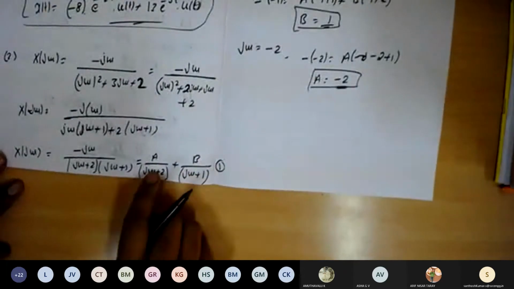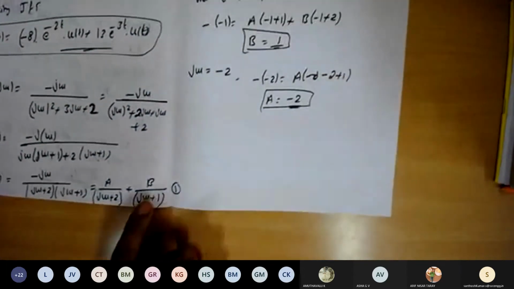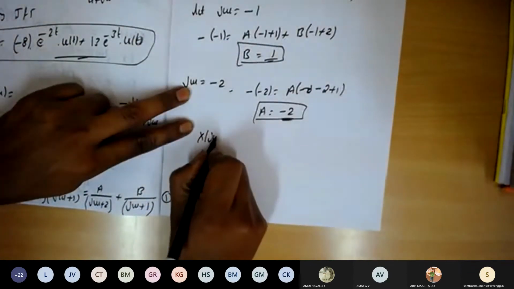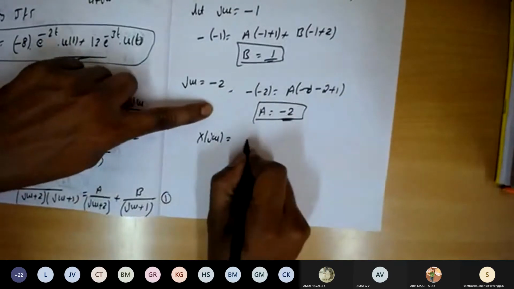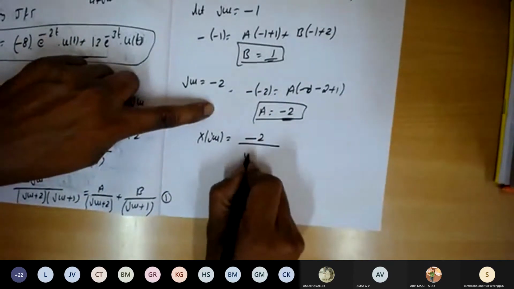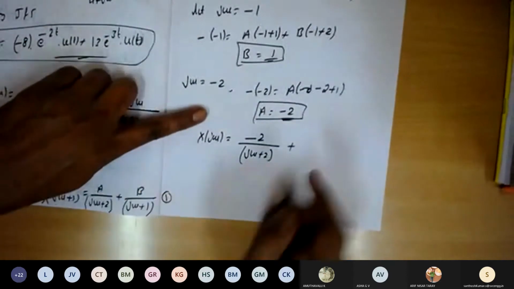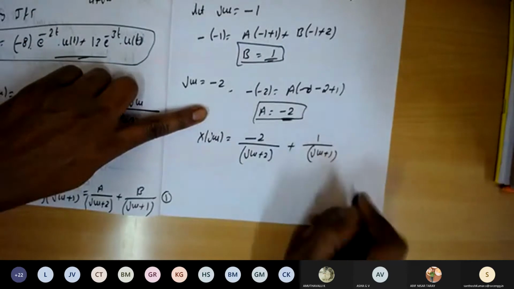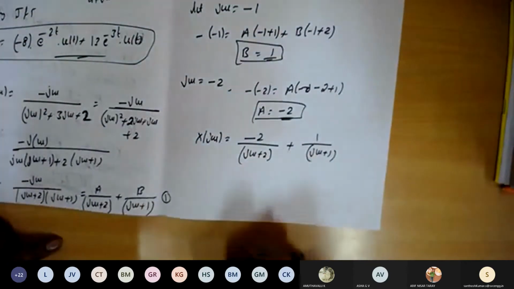Now let us substitute the same thing in equation 1. So if I substitute here, it will become X of j omega is equal to, in place of A, we have minus 2, so minus 2 divided by j omega plus 2, plus in place of B, we have 1 here, so 1 divided by j omega plus 1.